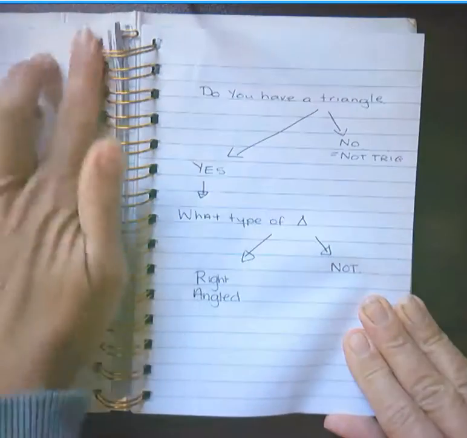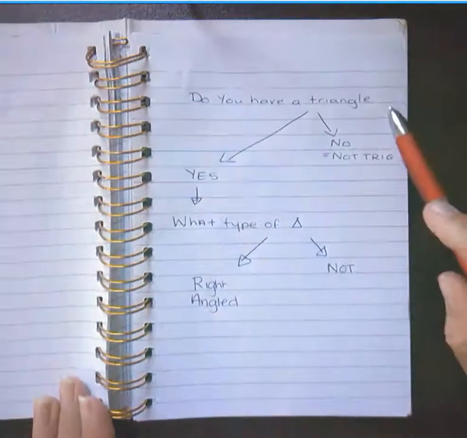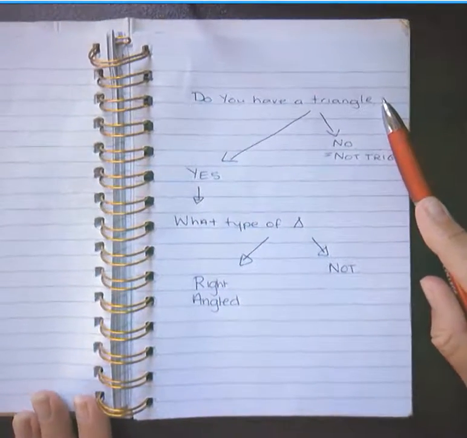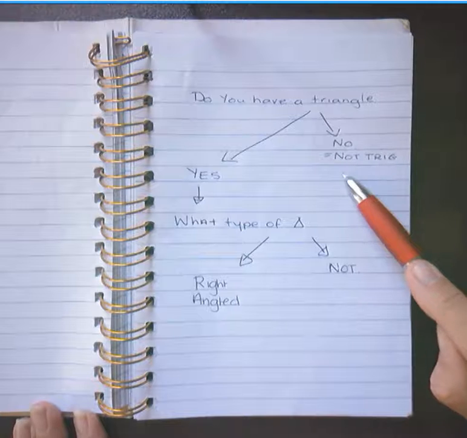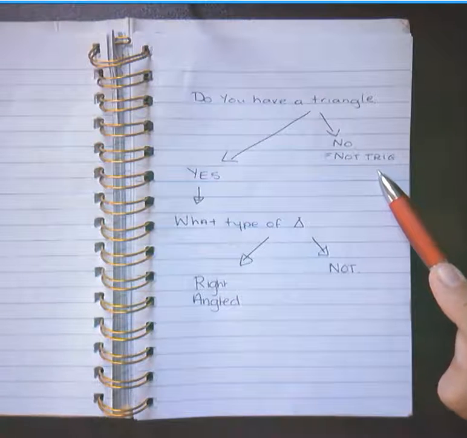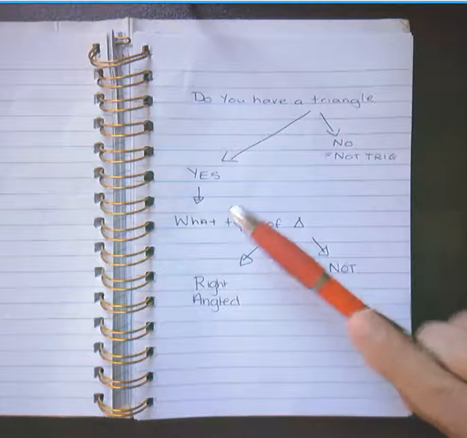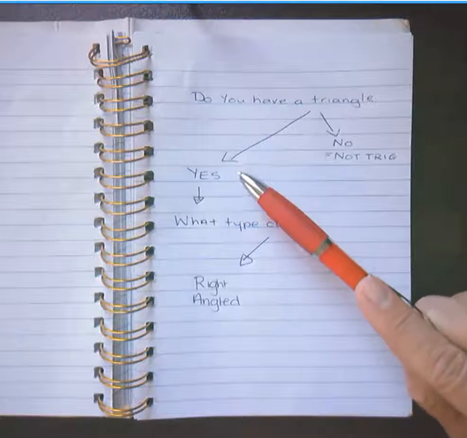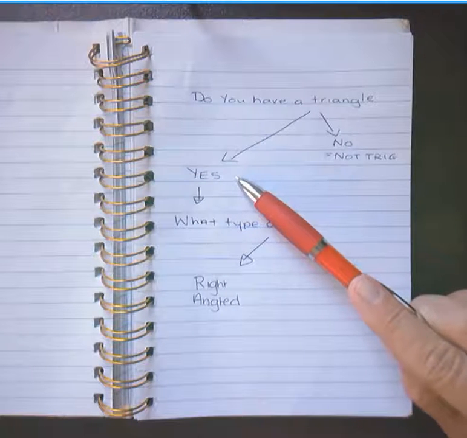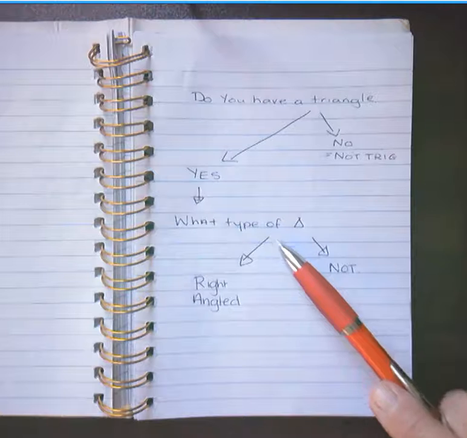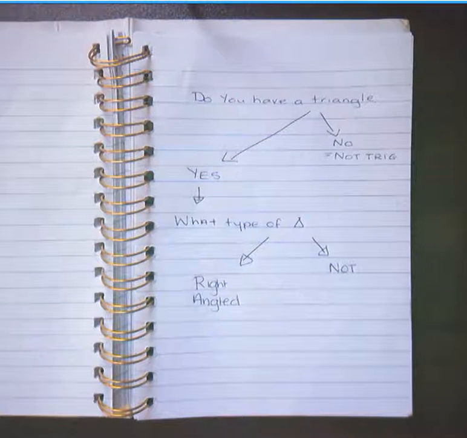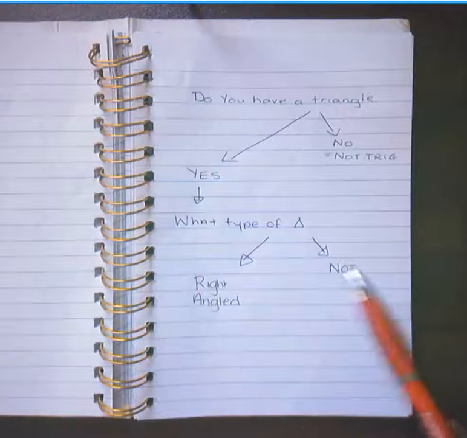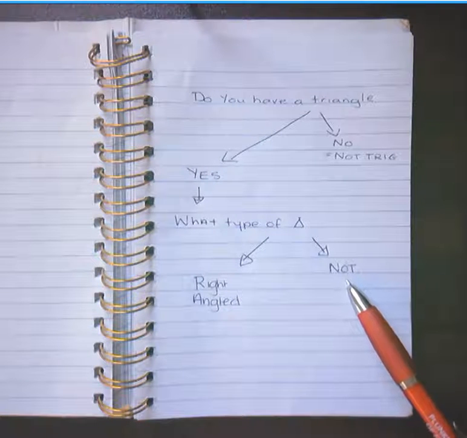For trigonometry, what you have to ask yourself is, do you have a triangle? If you do not have a triangle, you are not doing trigonometry, right? But if you do have a triangle, you should be focusing your ideas on trigonometry and trying to solve your question. So, in terms of your triangle, what type of triangle is it? I'm not asking you isosceles or equilateral or scalene. I'm asking you whether it is a right angle triangle or not a right angle triangle.